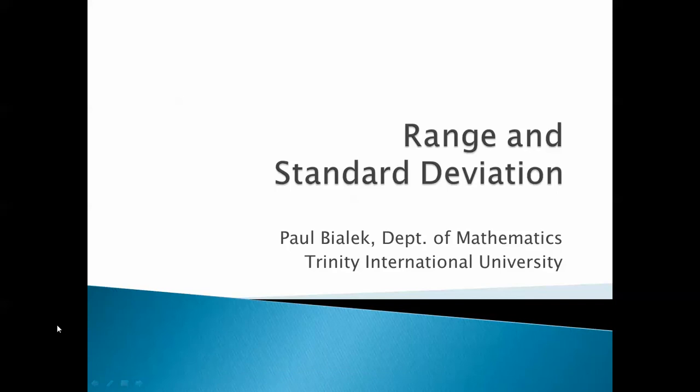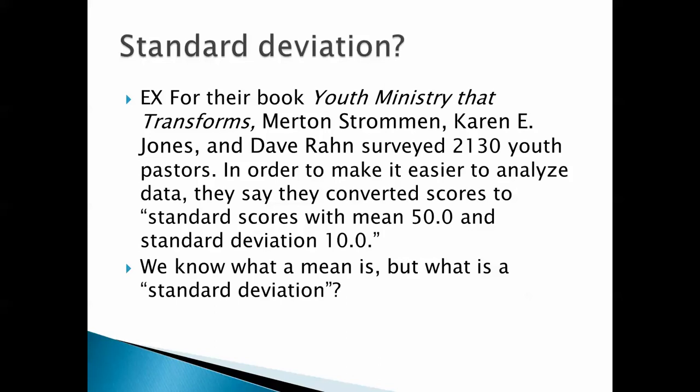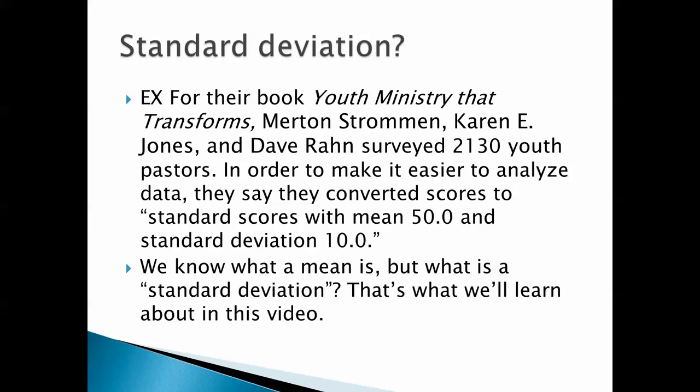Let's look at range and standard deviation. For the book Youth Ministry That Transforms, Merton Strawman, Karen Jones, and Dave Ron surveyed 2,130 youth pastors. In order to make it easier to analyze data, they say they converted scores to standard scores with mean 50 and standard deviation 10. We know what a mean is. What is a standard deviation? That's what we'll learn about in this video.